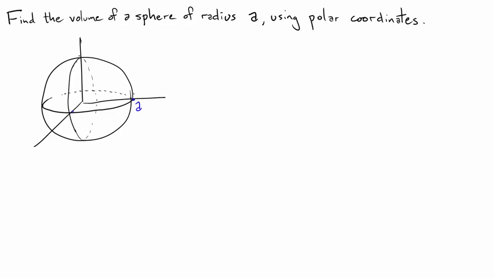Let's calculate the volume of a sphere of radius a using polar coordinates. First thing to remember is the equation of a sphere of radius a is x squared plus y squared plus z squared equals a squared. Now, we're going to do this by looking at the upper hemisphere and the lower hemisphere.